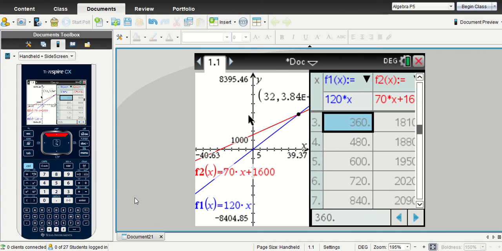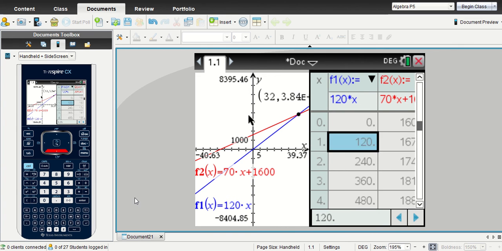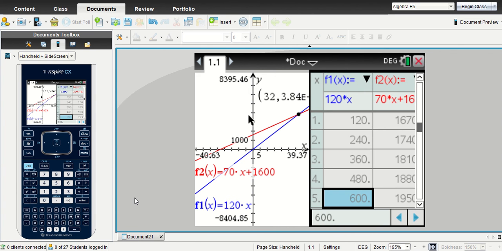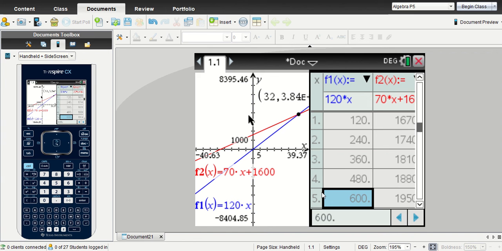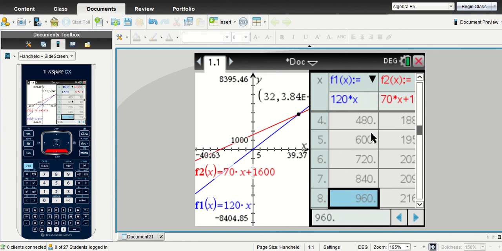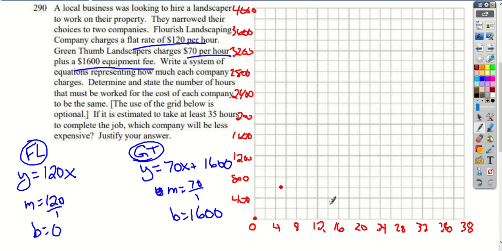So the first point we have is 0 and 120. The next point we have is 5 and then 600. So I'll go over to 5, which is in between 4 and 6, and then 600. So I got 1 point there at 0, 0. I got 5 and 600. There's another point. Okay, the next nice point we're going to get is at 1200, and that's at 10. So 10, 1200. All right.